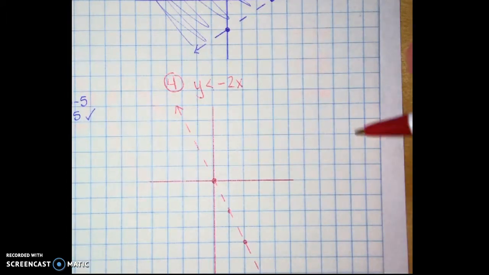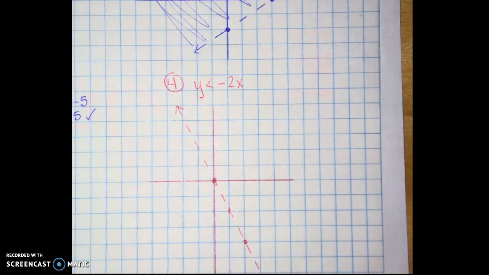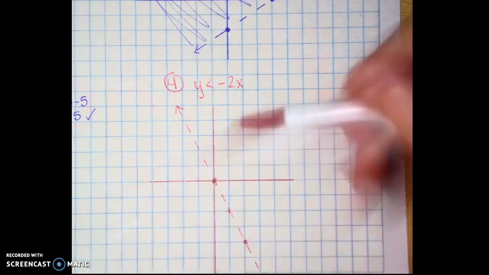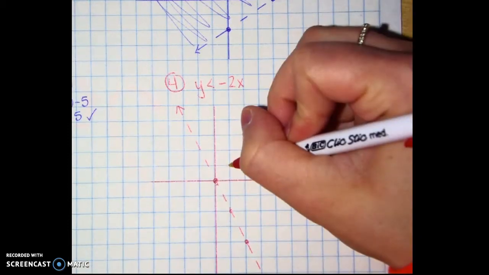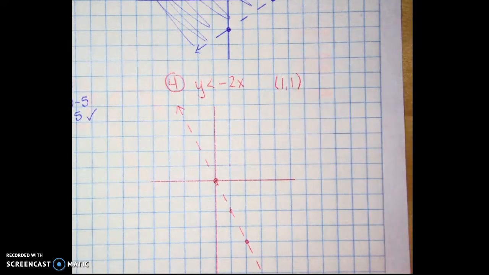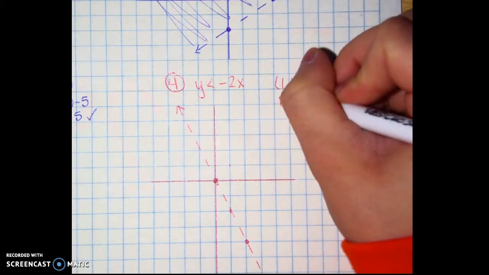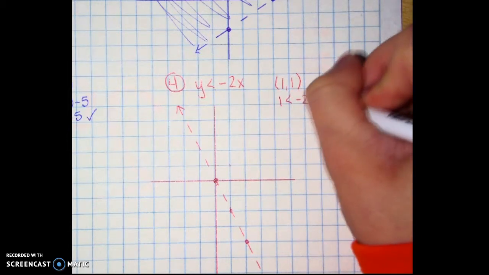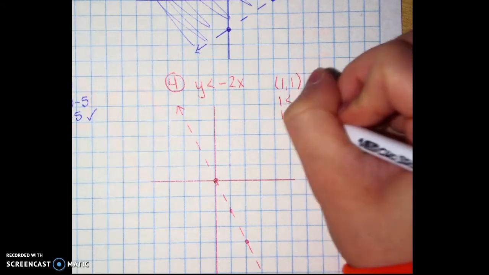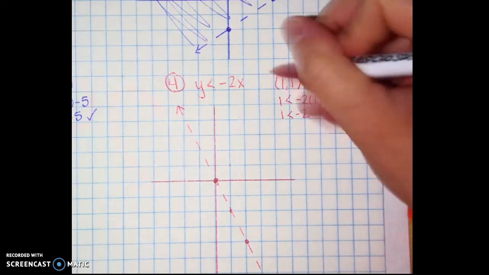Okay, and for this one, I cannot use my favorite point to test because it goes through 0, 0, so I'm going to have to choose something else. For this one, I'll just use 1, 1. I'll use that point right there. Okay, so I'm going to try 1, 1. That gets me 1 is less than -2 times 1. Is 1 less than -2? No, it's not. So this one doesn't work.